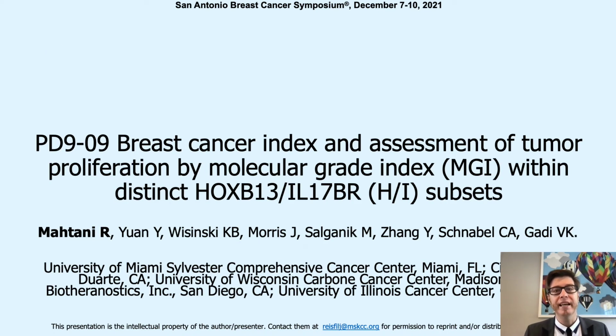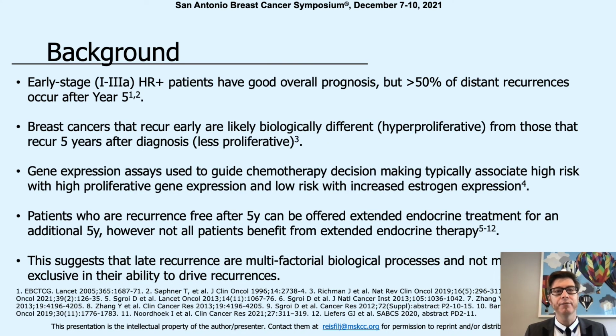And in this poster, the investigators looked into the different components of the breast cancer index, the molecular grade index, and the HOXB13 IL-17BR or HI ratio to investigate the biology behind late relapses. And here the principles are the following: early stage breast cancer patients have a good overall outcome. However, a significant subset of these patients will relapse. Breast cancers that recur early seem to be more active in terms of proliferation, whereas those that recur late may have a different biology and different characteristics.